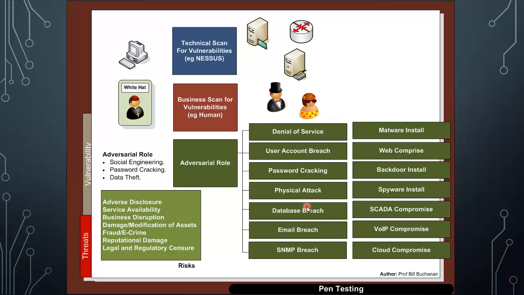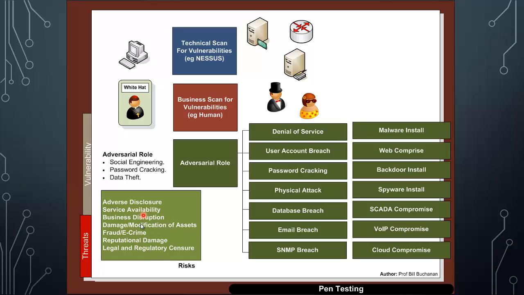Okay, so if we go through the first two stages, the technical scan and the business scan for the vulnerabilities, the next stage might be, if the organisation wants us to, to go to the adversarial role. So there might be a certain key objective that we're trying to focus on, such as adverse disclosure, service availability, business disruption, fraud, e-crime, reputational damage, legal and regulatory censure, and so on. And that's really the focus of our adversarial role.